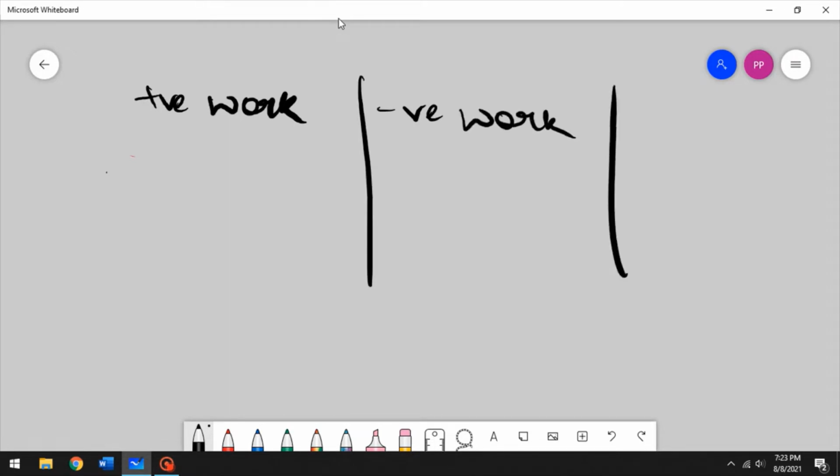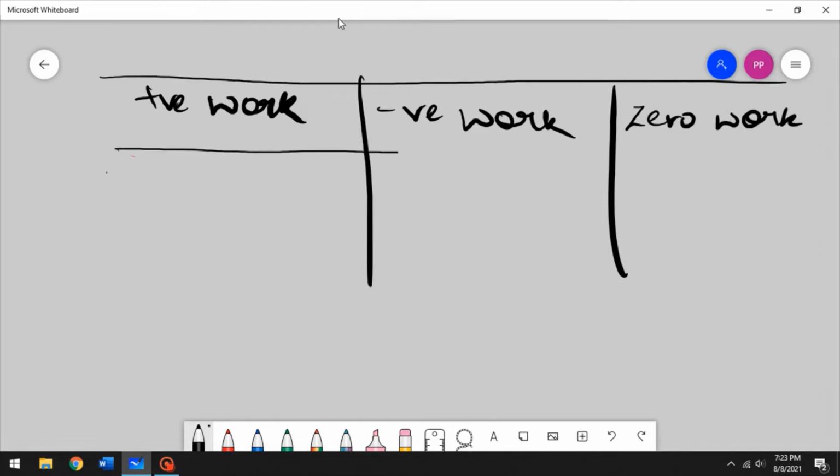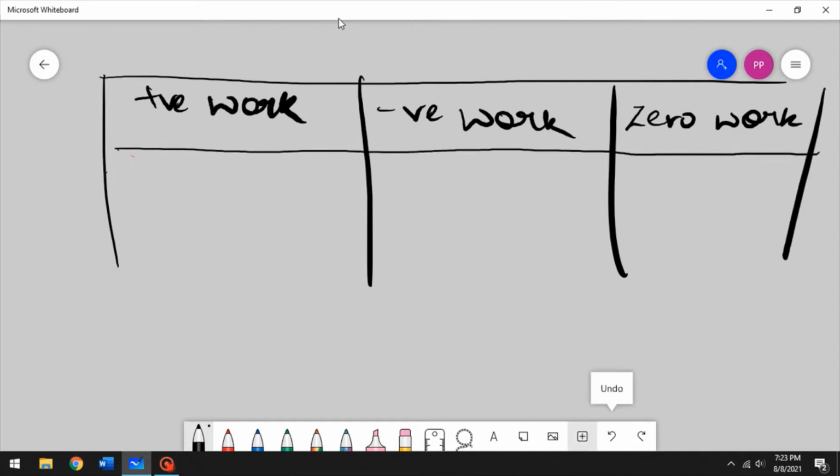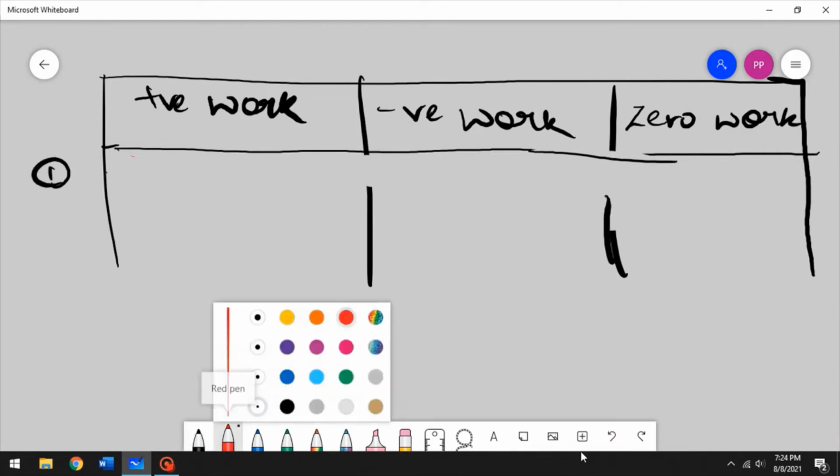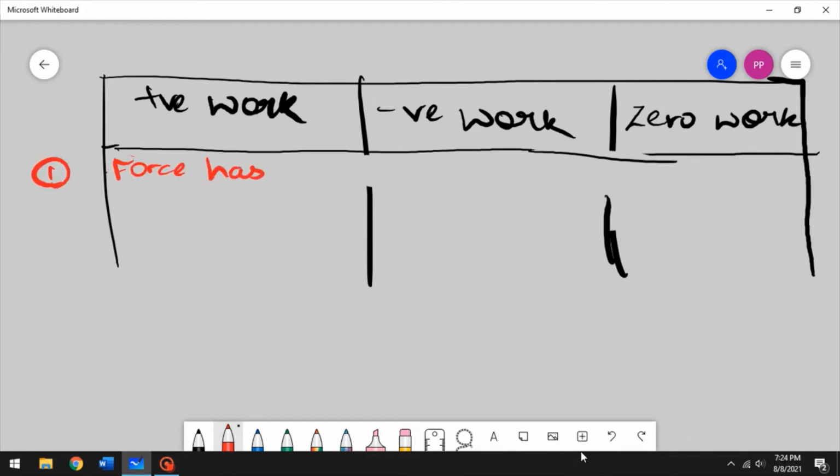Alright, so positive work, negative work, and zero work. This is like a rough table, I think the roughest I've ever done on screen. The first point is common for all three: a certain force has to be applied. Let the first point be that force has to be applied, and that goes on to the first two.